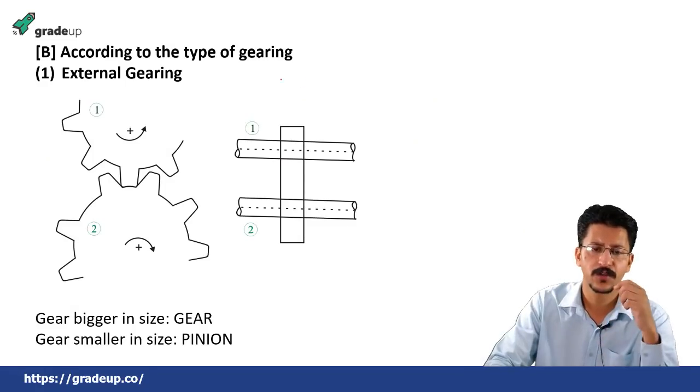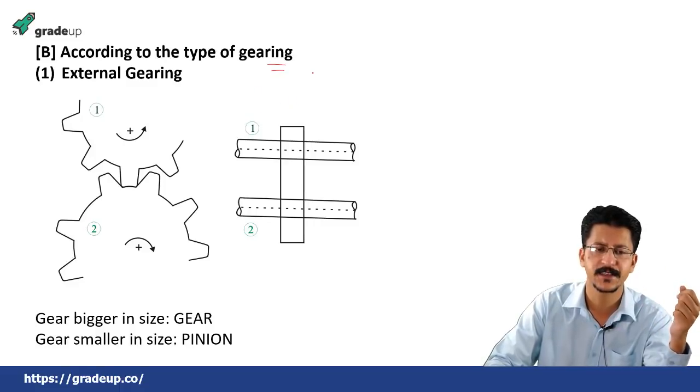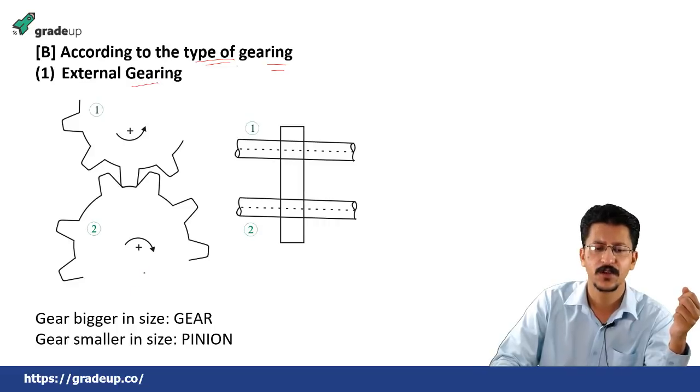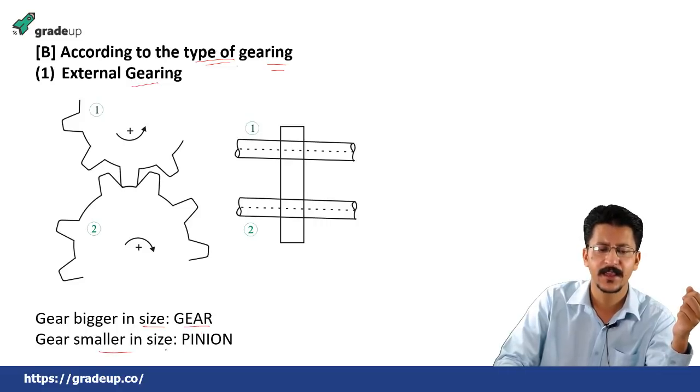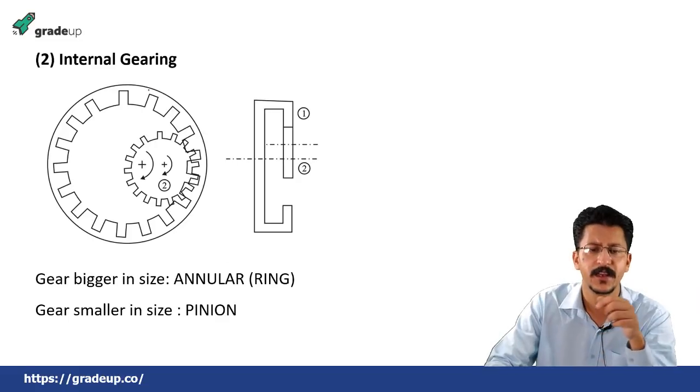Next, that was according to the orientation of the axis, and now it is the classification based on the type of gearing. The first is external gearing. When the two gears mate externally, they are known as external gearing, and the bigger gear in size is known as gear, and the gear smaller in size is known as pinion. Very simple.